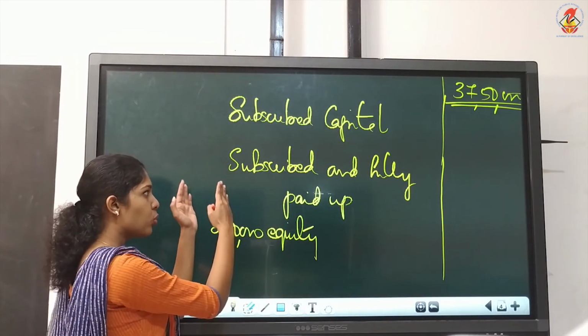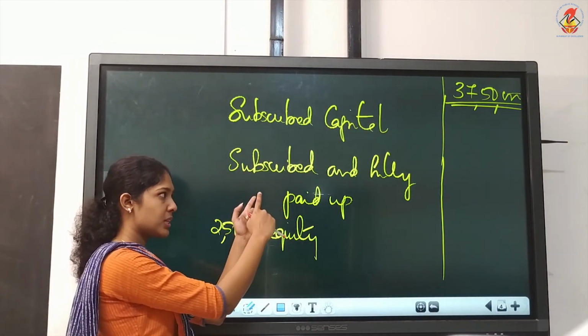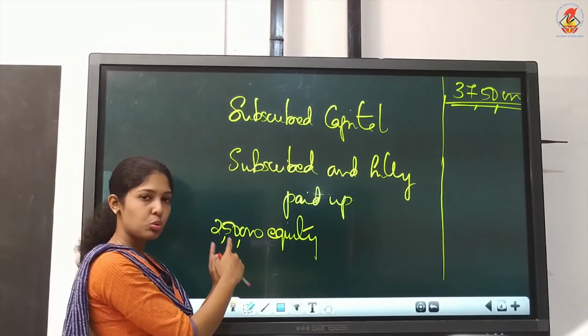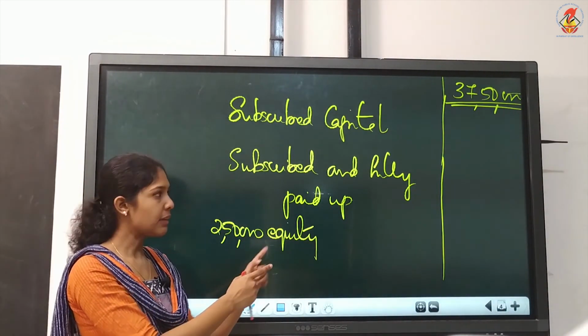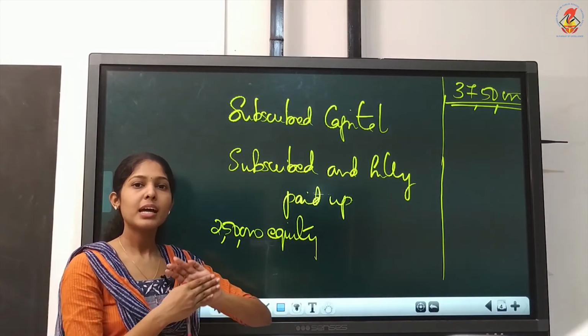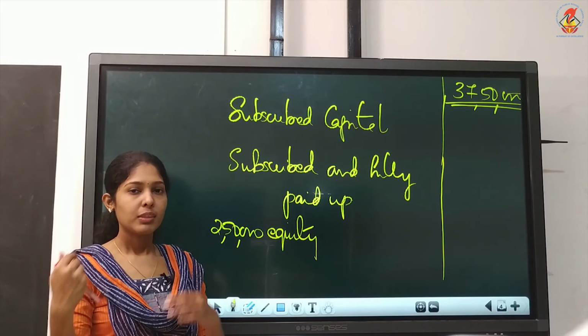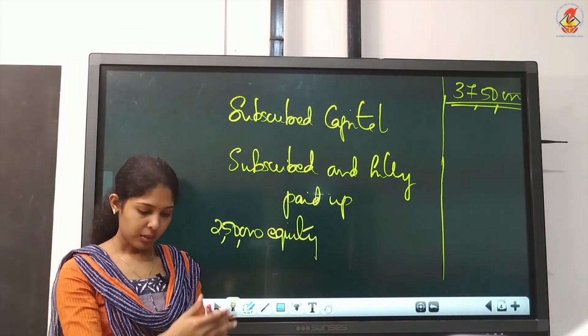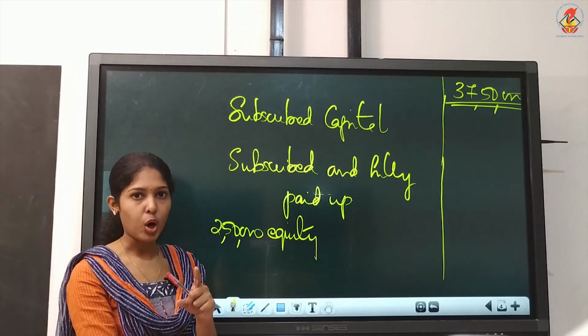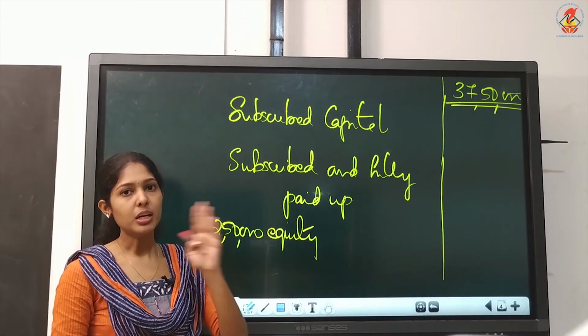Subscribed, how much? 2,50,000 shares they subscribed. Fully paid up means the entire face value they paid up. Whereas for preference shares, what happened? The company didn't call the entire amount, isn't it? Only rupees 80 called up. So it is coming under not fully paid up.